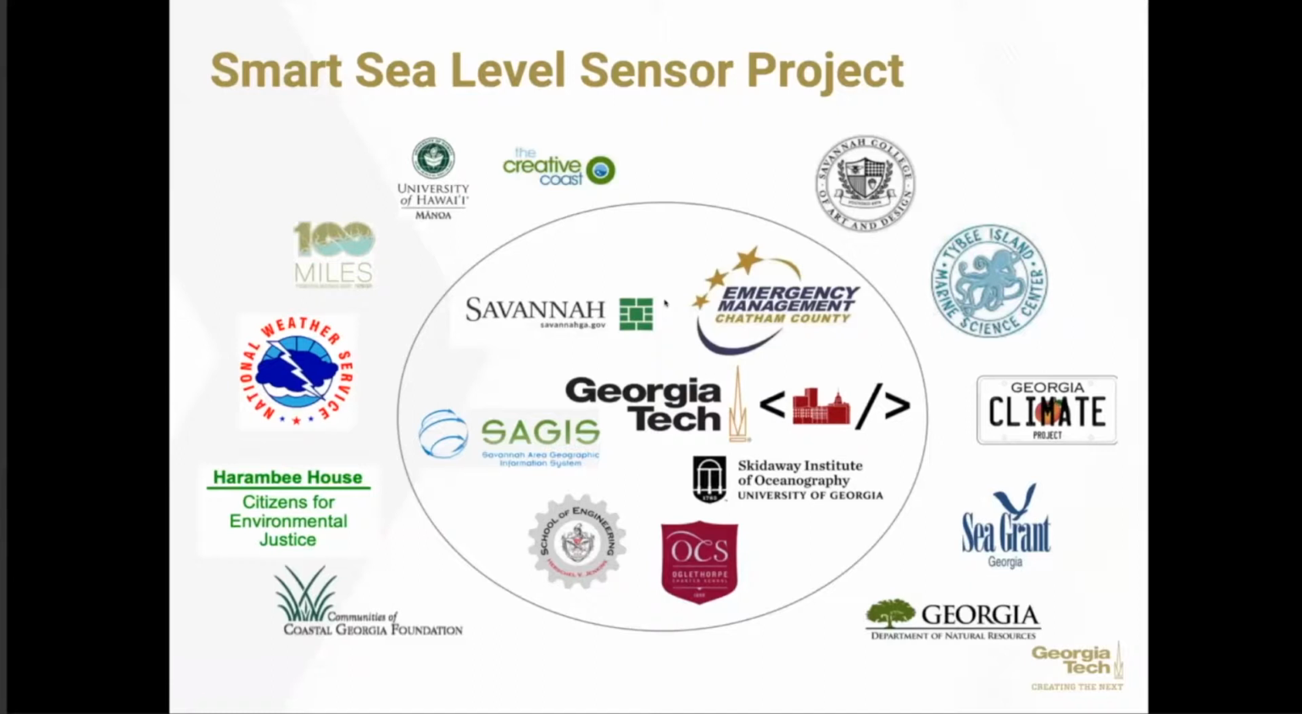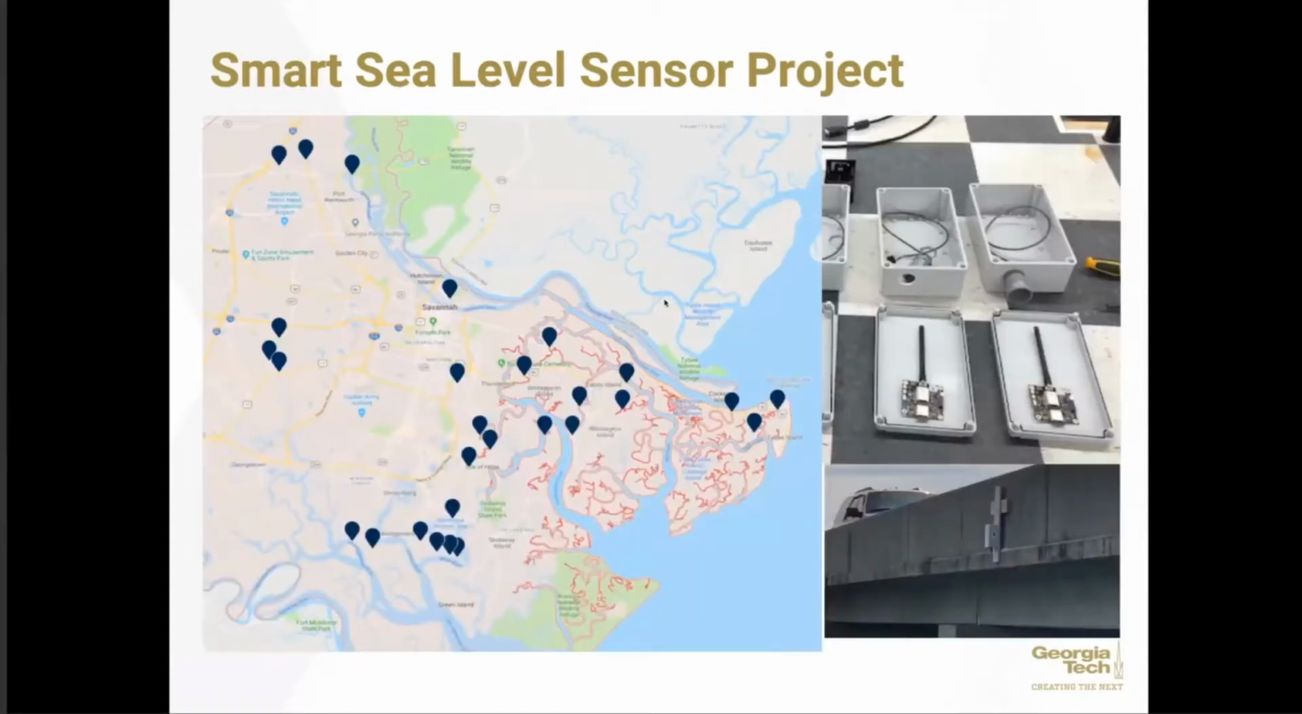The project has since expanded to incorporate all of the partners that you see on this slide, with the goal of aiding scientists, engineers, and regional planners in quantifying the short and long-term risks associated with continued sea level rise. The project has installed more than 30 water level and air temperature sensors across the county, working in close partnership with officials from Chatham Emergency Management Agency and the City of Savannah.